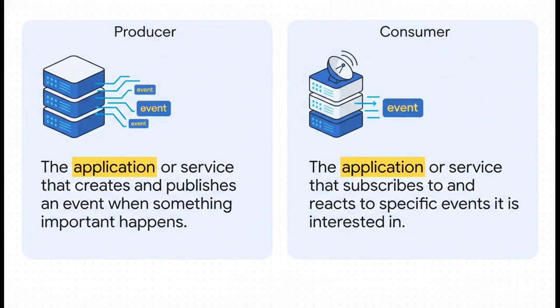Okay, in this event-driven world, you've basically got two main characters, the producer and the consumer. It's pretty simple, really. The producer is the application that sees something important happen and then creates and publishes an event about it. It's the one shouting, hey, this just happened. And the consumer? That's any application that's listening for those announcements. It subscribes to the events it cares about and then reacts.